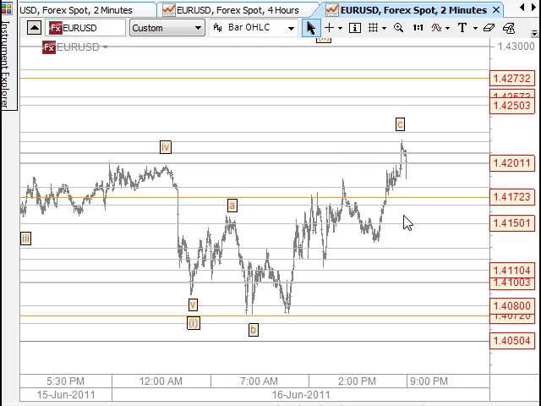But the trouble with corrections is they can just expand on themselves. What I mean by that is that this A, B, and C here can just become a bigger A wave here, so an A wave in brackets here, then we have a B wave, and then we have a C wave.